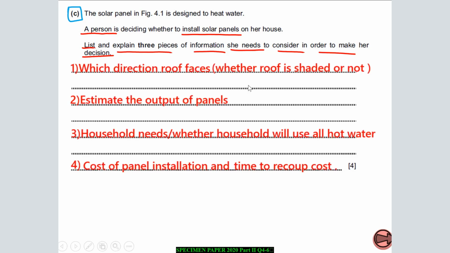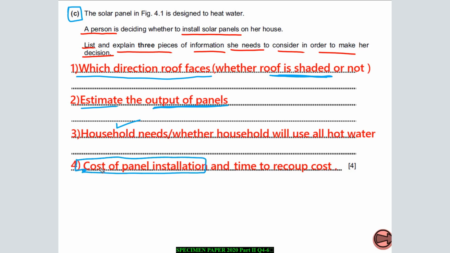Let's move on to our answer. So this is how we can answer. First thing we have to consider is which direction the roof faces, meaning is the light enough there or not? If there is any shade, if the roof is shaded, it means it's not good to install solar panels. We also need to estimate the output of the panels. How much is the output? Can it meet our needs or not? So here is also the next one, household needs, so we also need to consider. The last thing we have to consider is the cost of installation. So do we have enough money to install or not?